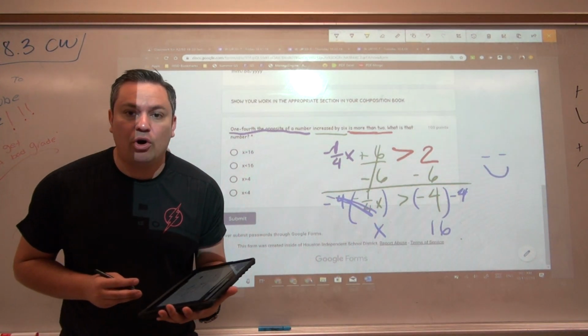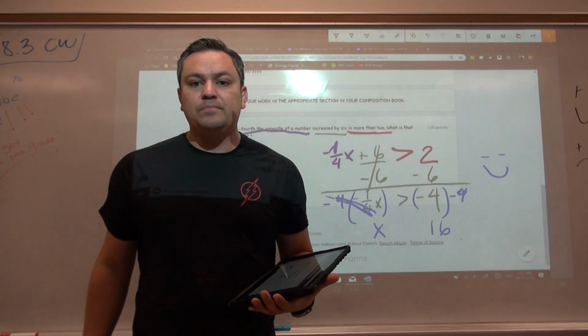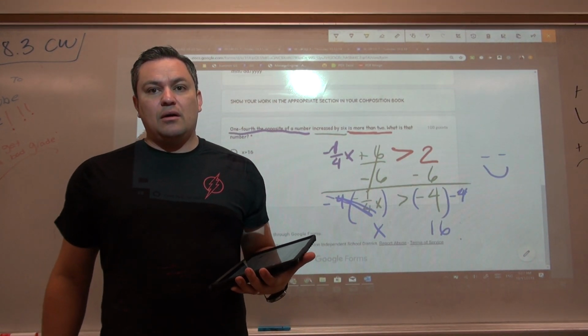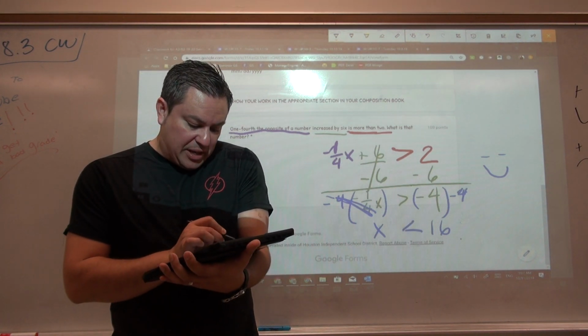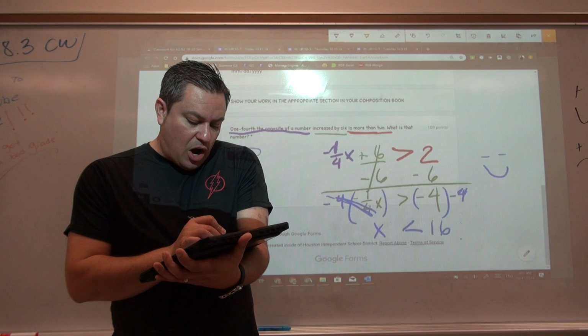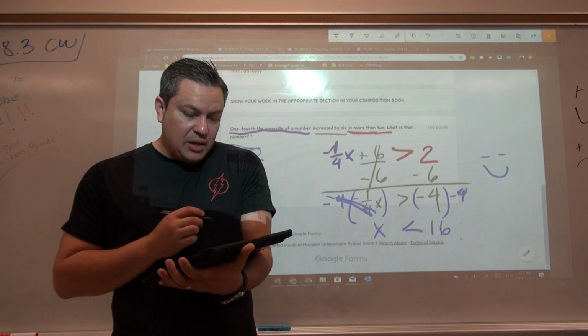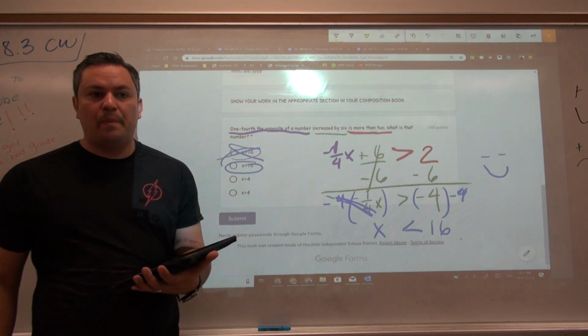Now, what happens when you multiply or divide by a negative number? You change the sign. You have to flip the sign. So if you pick this one, you got it wrong because you forgot to flip the sign. So the answer was B.